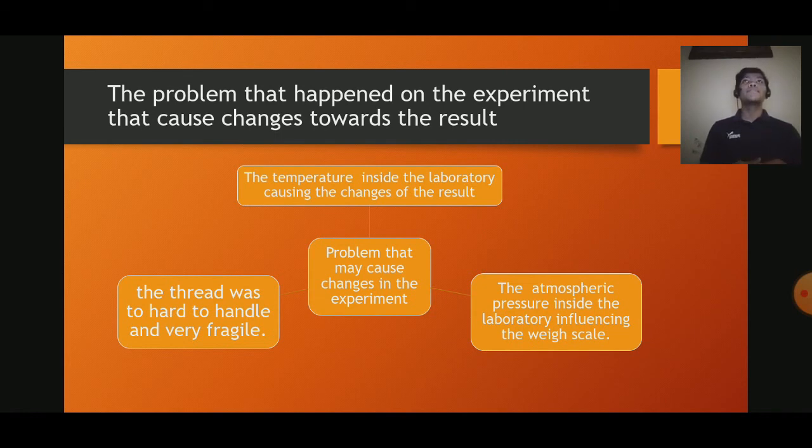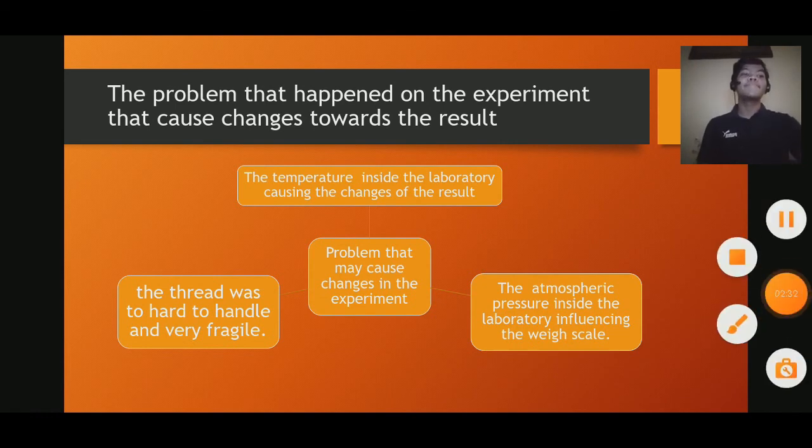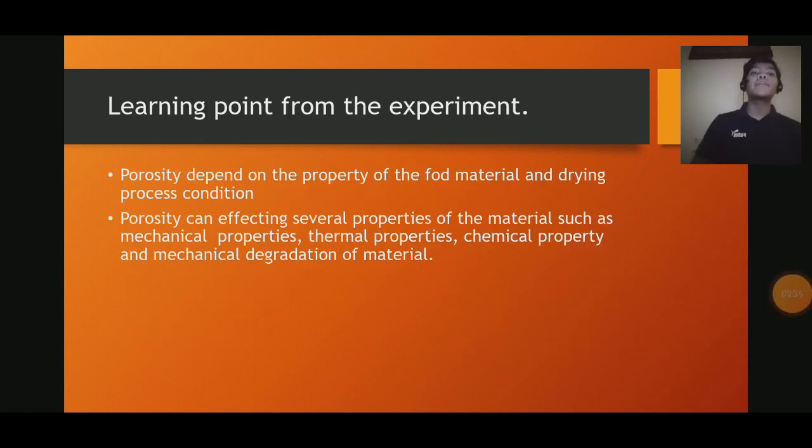The learning point from the experiment is that porosity depends on the property of the food material and the drying process condition. The food material is the material that we consume every day, like glass, wood, or metal. The second learning point is that porosity affects several properties of the material, such as material properties, durable properties, chemical properties, and mechanical degradation of materials.